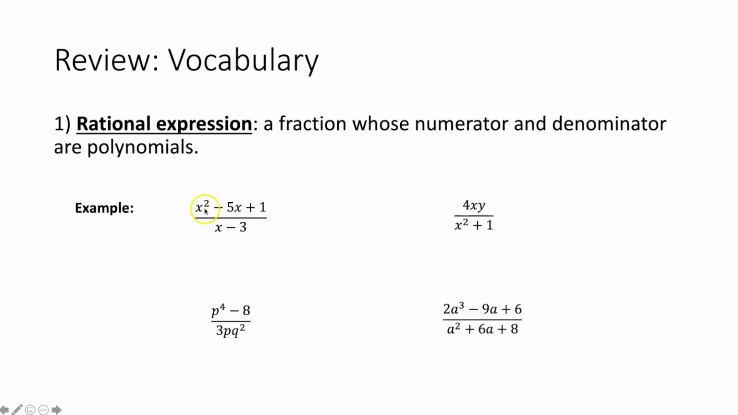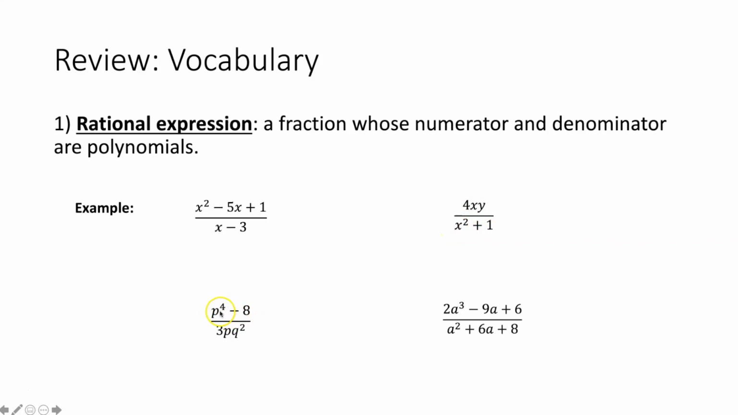Here we have a numerator that is a quadratic trinomial. Quadratic because it's degree 2, trinomial because it's 3 terms. Here our denominator is a linear binomial. Linear because it's degree 1, binomial because it's 2 terms. Here our numerator is a quadratic monomial. Here our denominator is a quadratic binomial.